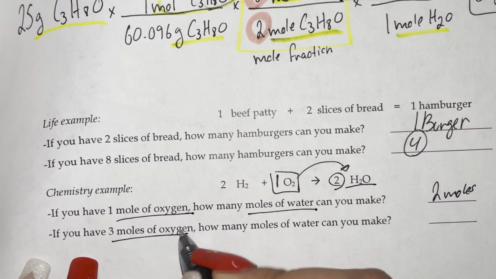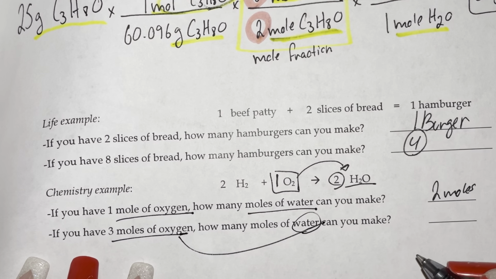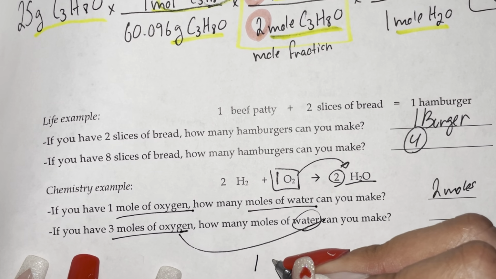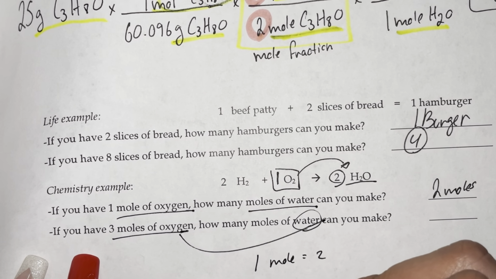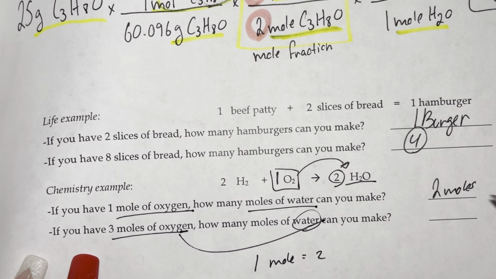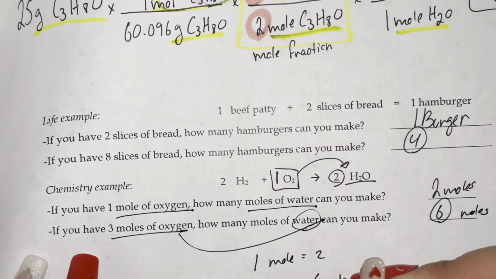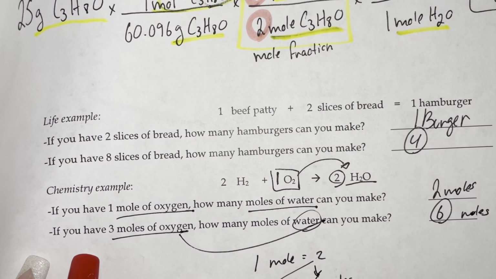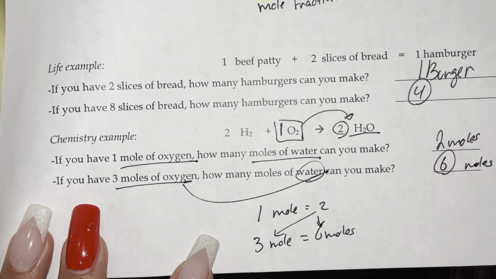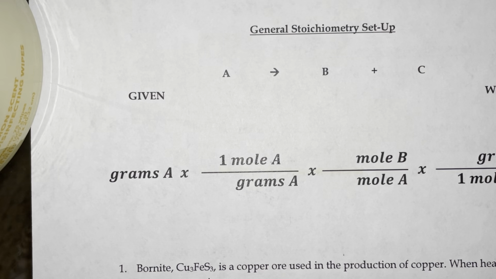Now I'm asking you, okay, you got 3 moles of oxygen. How many waters can you make? If you know 1 mole can give you 2, 3 moles can give you 6. 6 moles. Basically, you just multiply this times 3, gives you 6. You couldn't even see that, my bad. All right. Then what you're gonna do, I'm gonna go ahead and do the first 2. And then I'll let you do the rest by yourself.